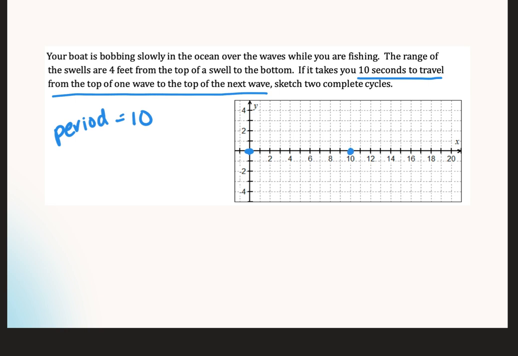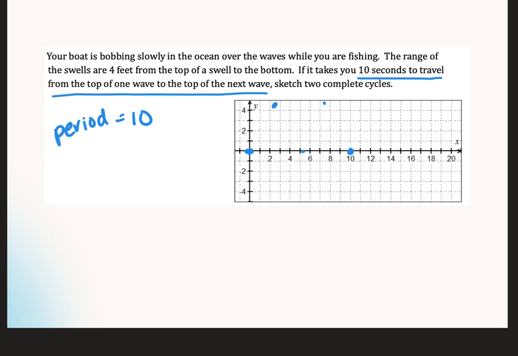Then it says that the range of the swells is 4 feet from the top of the swell to the bottom of the swell. There's no water level on this graph, so how you choose to get from bottom to top is up to you. I could say this is the bottom, and I'm going to go up to 4, and then come back down to 0, and then go back up and make this a cosine curve. I could make it like this.